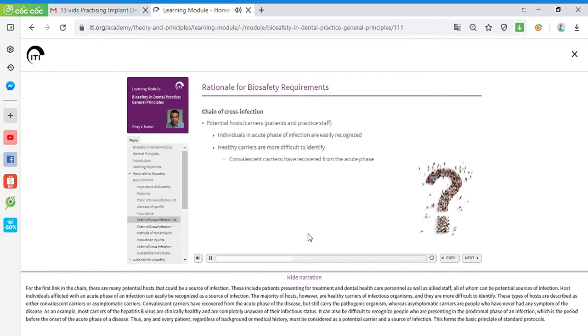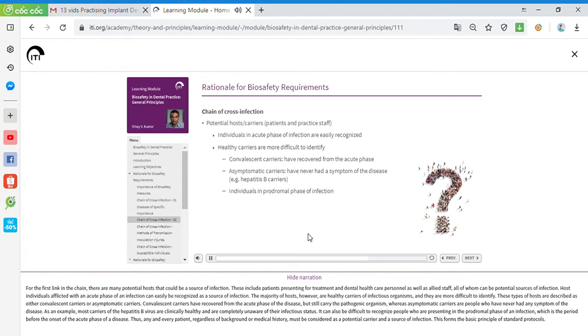These types of hosts are described as either convalescent carriers or asymptomatic carriers. Convalescent carriers have recovered from the acute phase of the disease, but still carry the pathogenic organism. Whereas asymptomatic carriers are people who have never had any symptom of the disease. As an example, most carriers of the hepatitis B virus are clinically healthy and are completely unaware of their infectious status.